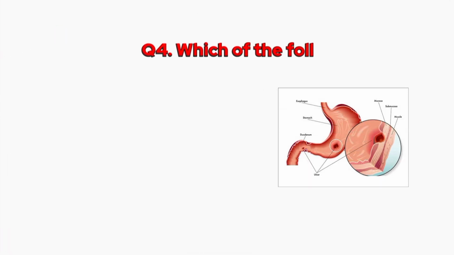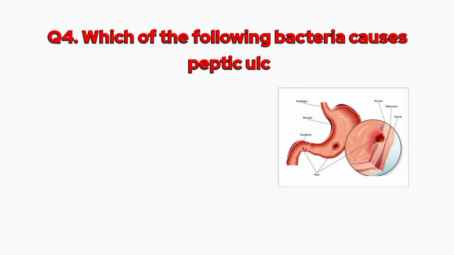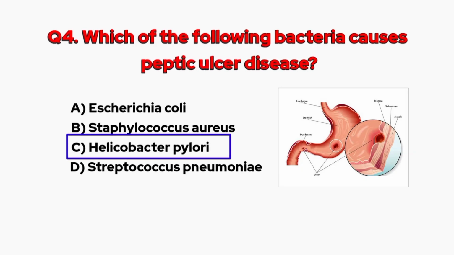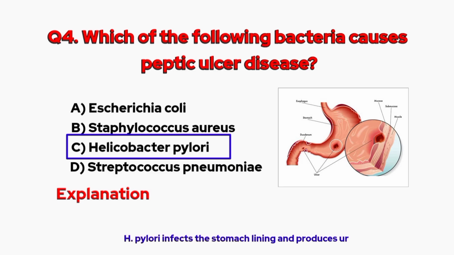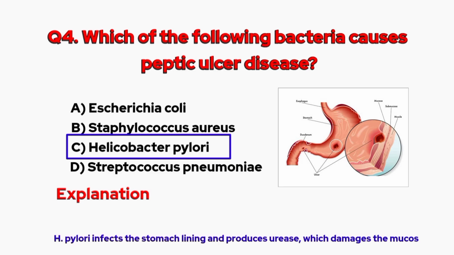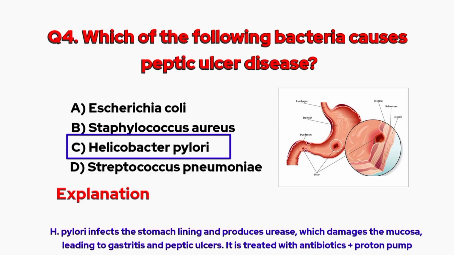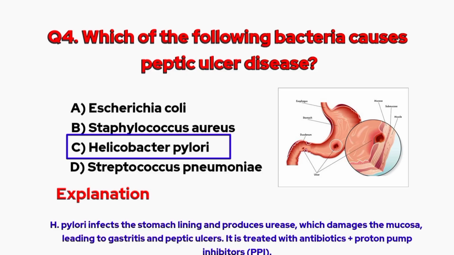Question 4. Which of the following bacteria causes peptic ulcer disease? Correct option C, Helicobacter pylori. Explanation. H. pylori infects the stomach lining and produces urease, which damages the mucosa, leading to gastritis and peptic ulcers. It is treated with antibiotics plus proton pump inhibitors, PPI.